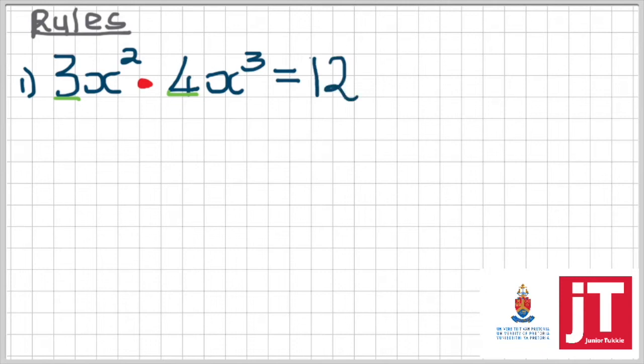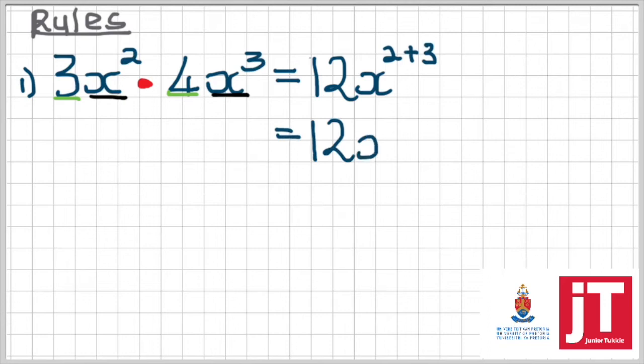We move on to our bases, x to the power 2 multiplied by x to the power 3. We end up adding the exponents. So we're going to have 12x to the power 2 plus 3. Finally, we get 12x to the power 5 as our final answer.